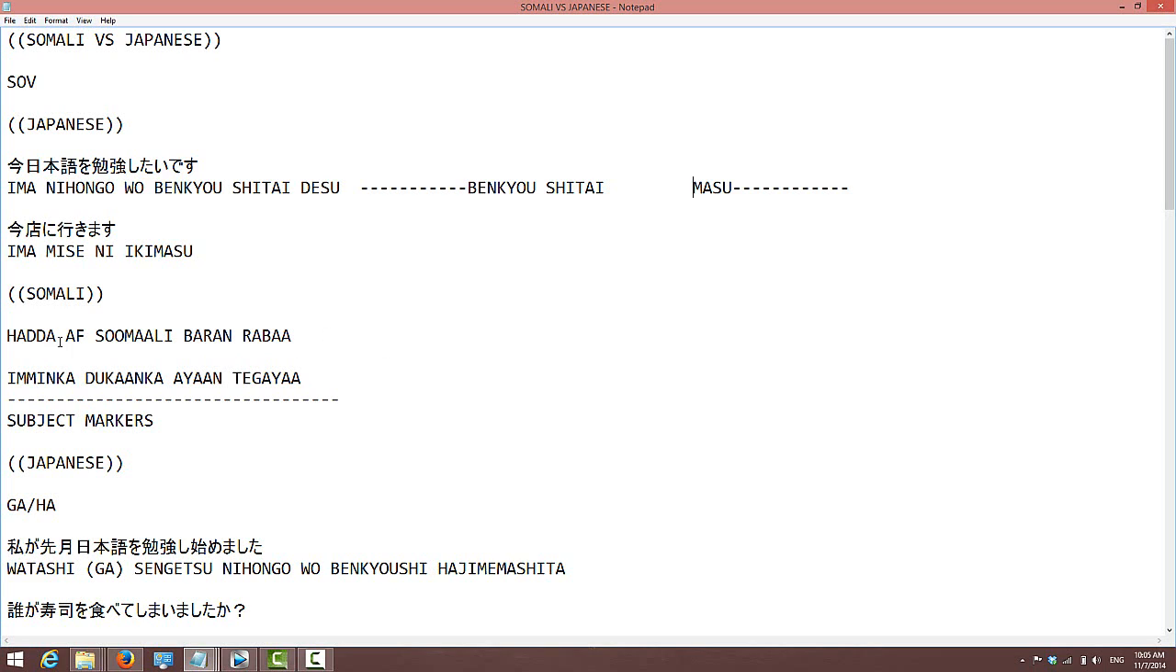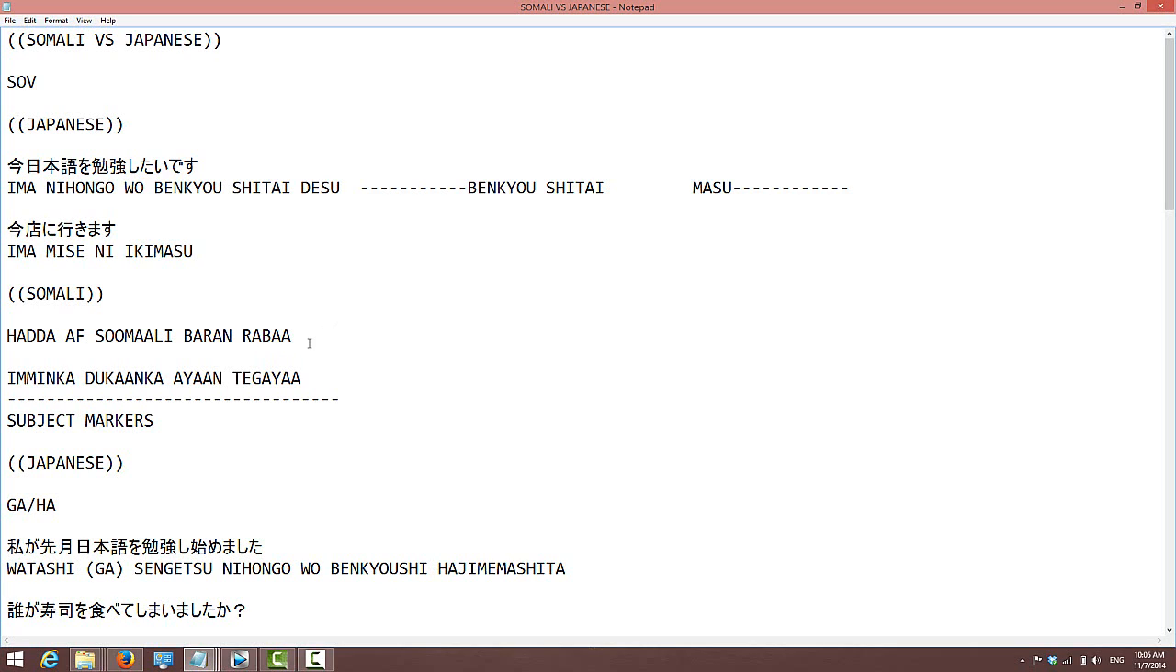So hadda af Somali baran rabaa. It's the same structure. So now, and then you have af Somali here, right? And then baran rabaa, and that's the verb for wanting to study it. So that's what they do in Somali.